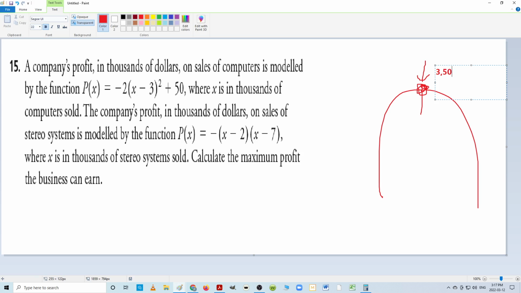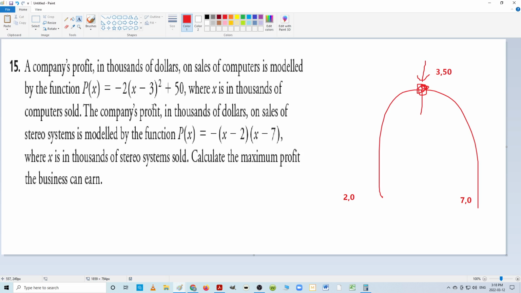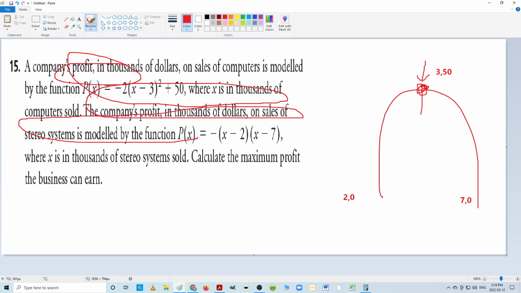Where x is in thousands of dollars of computers sold. The company's profit in thousands of dollars in sales is modeled by, that's profit. And I guess it's also modeled by this other one, minus x minus 2, which means down below we're going to have 2, 0 and 7, 0 as the x-intercepts. Calculate the maximum profit the business can earn. What? But you gave me the profit. Such a strange question.